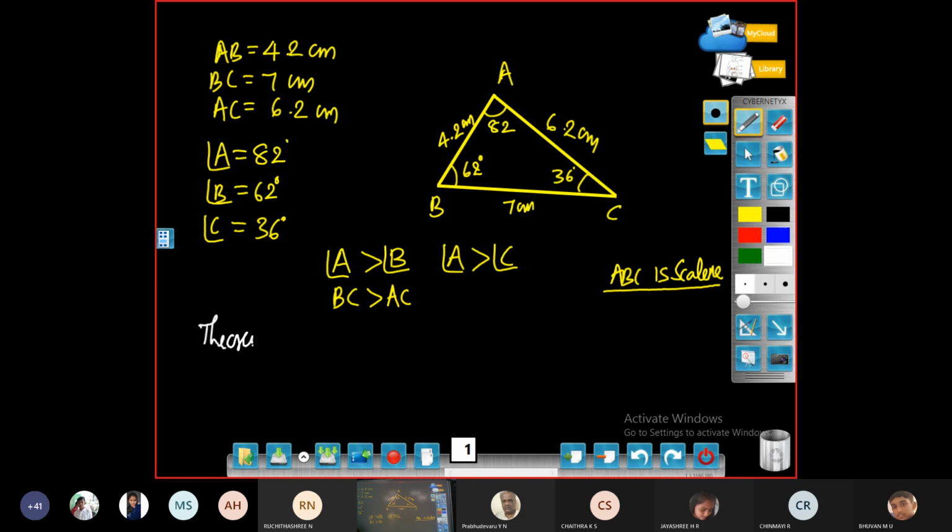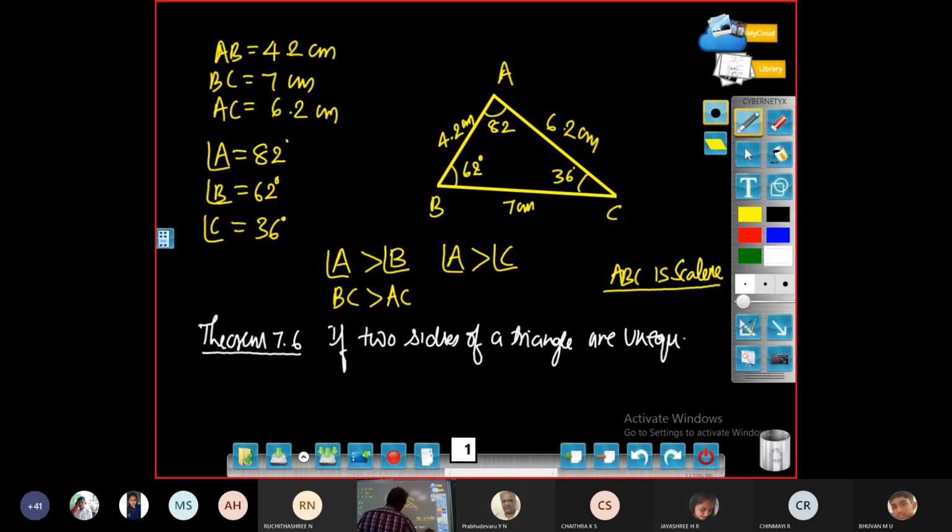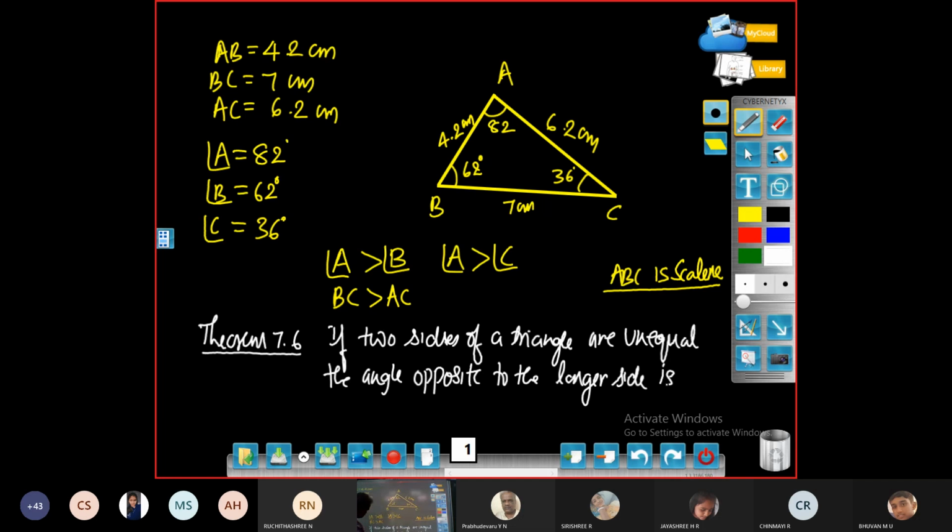The statement of the theorem, it is 7.6, follows: if two sides of a triangle are unequal, the angle opposite to the longer side is larger.